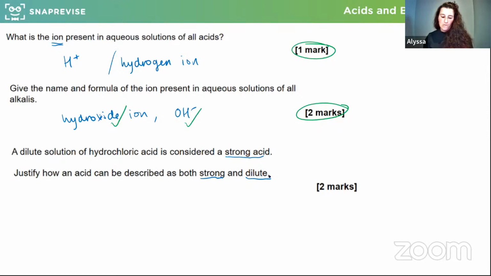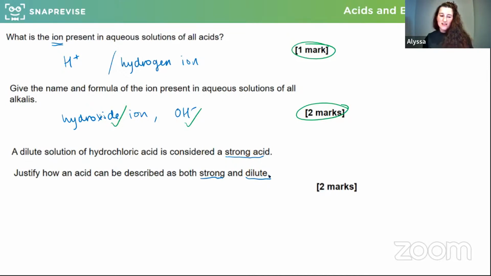What do we think? What's the key point about strong? Oh, lovely. Hopefully that's how you pronounce your YouTube name. That looks fantastic. Yeah, really nice answer as well.